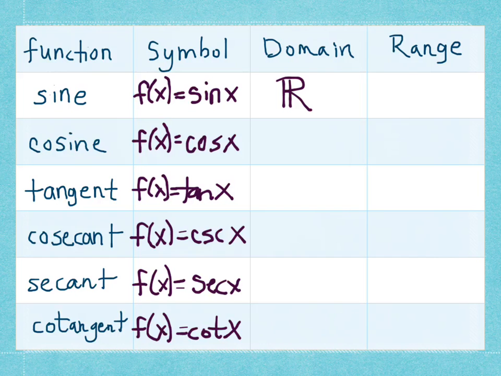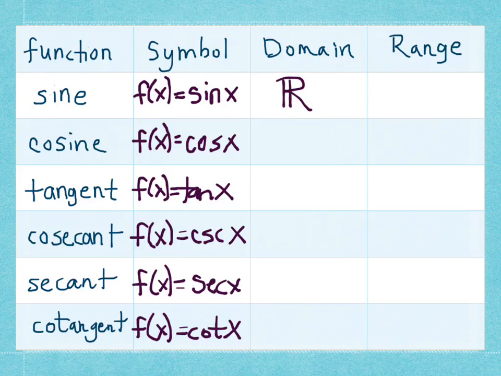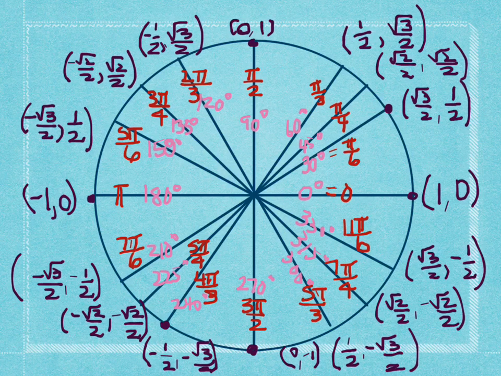Now, likewise for cosine, cosine values from my unit circle are all the x values. So what angle measures give me x values? All of them. So my domain is again all real numbers for cosine. But here's where things are different. Tangent, cosecant, secant, and cotangent are not just the x or the y value on the unit circle. On the front of this last sheet of paper that you filled in last time, what is tangent? It's y over x, okay?